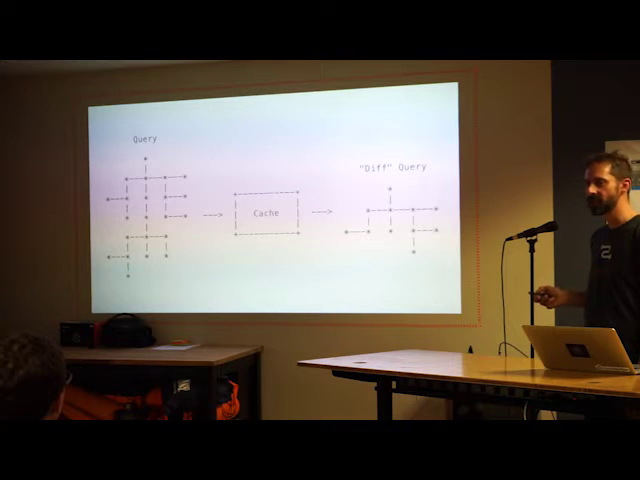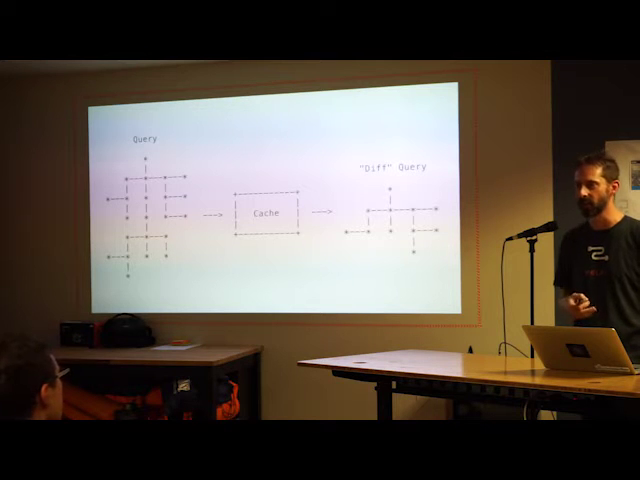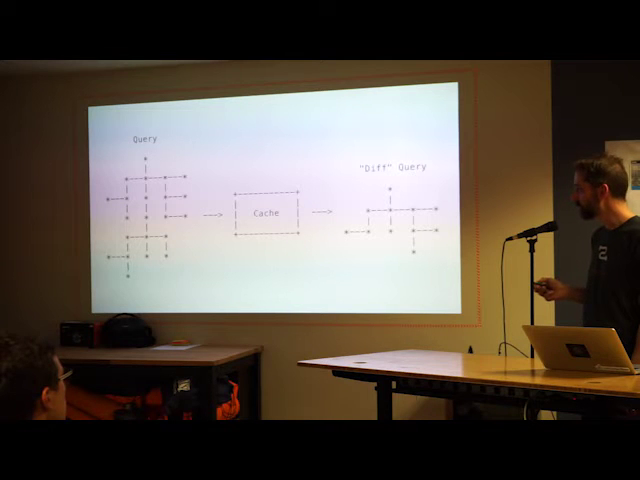And Relay itself contains a cache. So we can look at that cache and say, well, given this query, what parts of it can I already answer without going to the network? And we strip those pieces away. And what's left is what we call a diff query. It describes the query necessary to get only the data that we don't have.